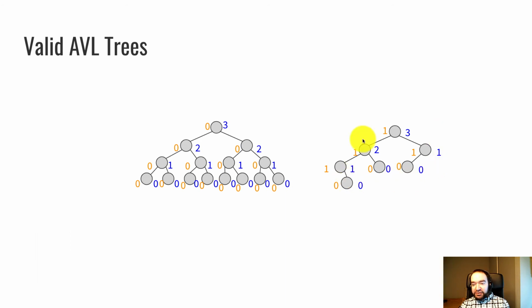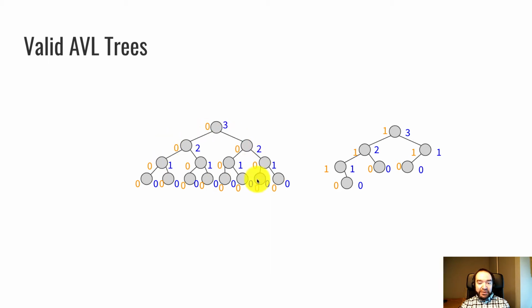The one on the right is the one we just worked with. You know, it's moderately imbalanced. It's not perfectly balanced, but it's close enough to count as an AVL tree. The one on the left is a perfect binary search tree, every parent has 2 children, and therefore the balance factor is 0 everywhere. And that kind of shows that these balance factors are a pretty good measure of how balanced a tree is.